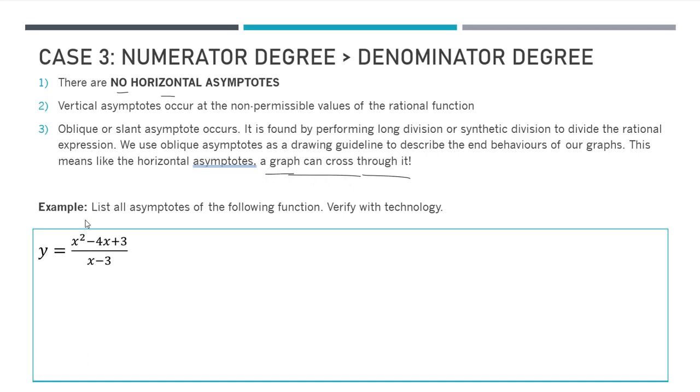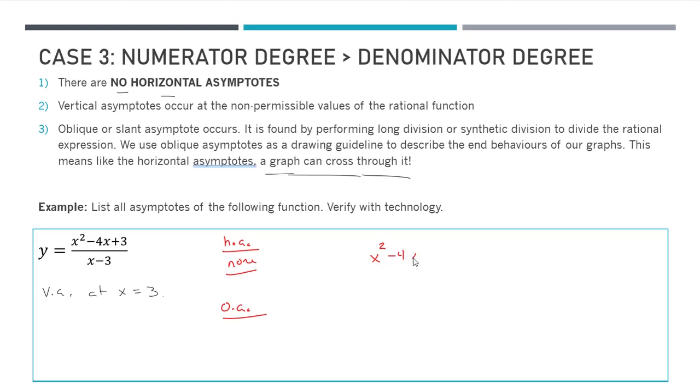So our example, again: list all asymptotes, verify with technology. Let's do the easy one first, vertical asymptote. Well, that's our non-permissible value. It's at x equals 3. Done. The not so easy one, the horizontal asymptote. Or I guess, well, that one there's none. That one's easy too. But it's our oblique or slanted. So I'll go OA for my oblique asymptote. That one's a bit trickier. It says we can use long division or we can do synthetic division. I feel like we do synthetic division lots. So let's go back and do some long division.